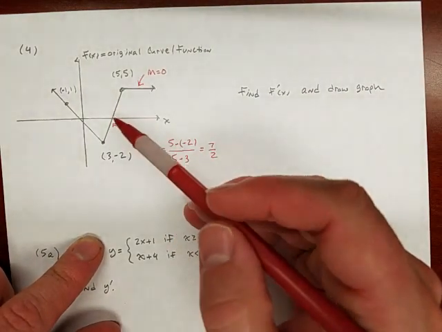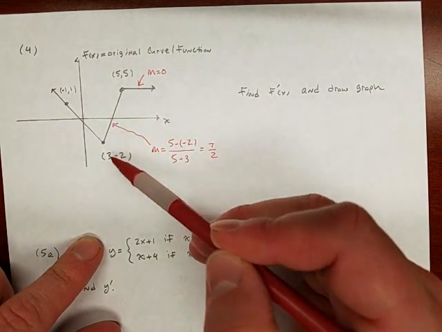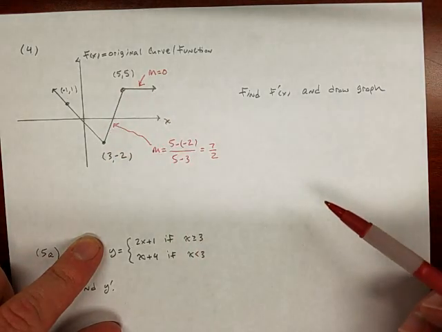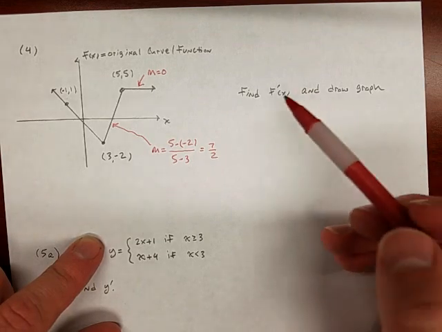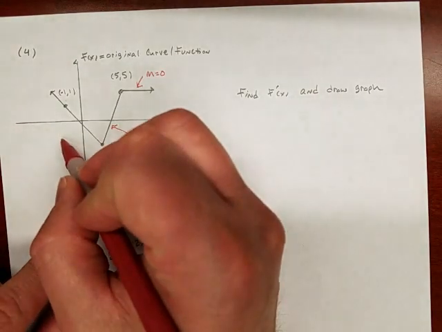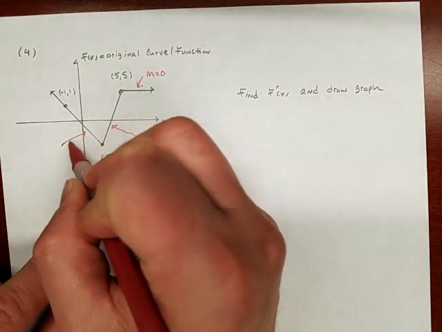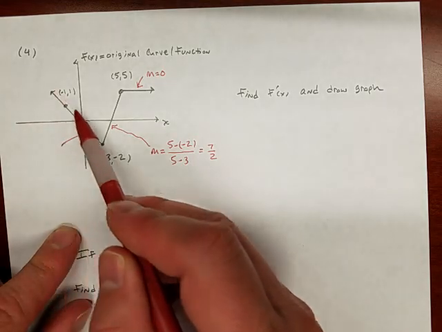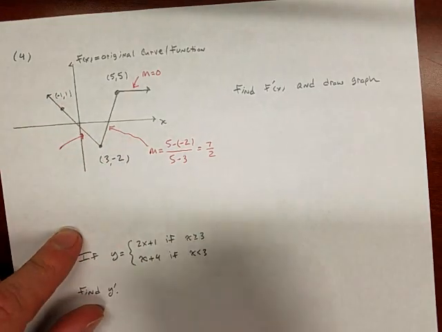At every single spot from 3 to 5, the slope is 7 over 2. So the derivative is going to have to tell me that, because that's the truth. And then this last piece over here, from negative infinity over to 3 on the x-axis.